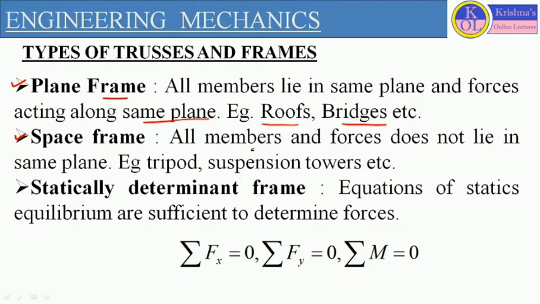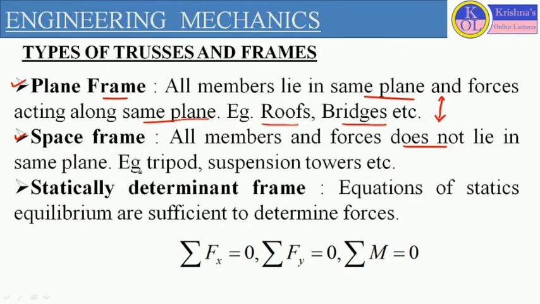Here conditions are changed. If we are considering a frame structure, it should have a number of bars, so it is the assembly of a number of members. All members are not lying in the same plane, or the forces which we are considering over the members do not lie in the same plane. So here both conditions are opposite. In a plane frame we are considering the same plane, but in a space frame the members, like bars and rods, as well as the forces applied on the members, do not lie in the same plane. So we can consider two different planes here, like the x plane and y plane.